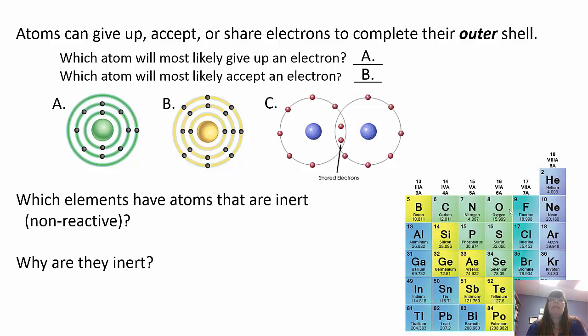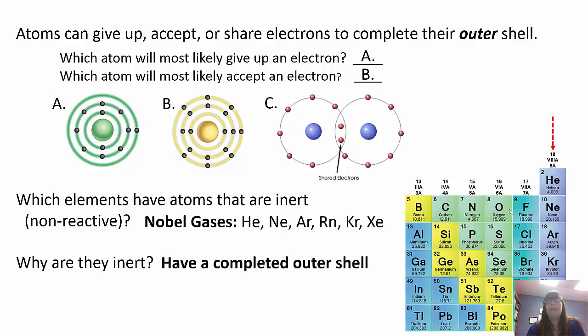Which elements have atoms that are inert or non-reactive if you're looking at the periodic table over there? Hopefully you said the noble gases, helium, neon, argon, krypton, xenon, and radon. Why are they inert? Hopefully you said because they have a completed outer shell.